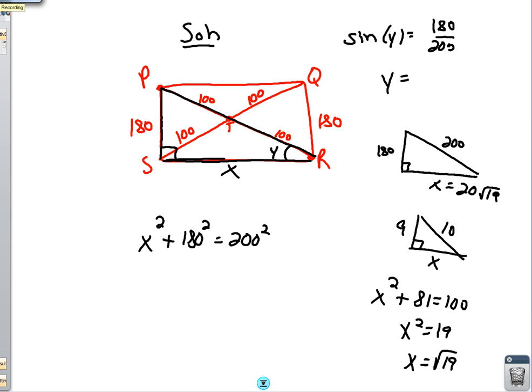So y is about, let's see, 180 over 200. Yeah, that's kind of warped. It's not drawn to scale. So 64 degrees. Now, with knowing that that's 64, really you know everything else. Even if I ask you for this angle, you really don't have to find it, because if you know this is 64, then you know that this is 64.